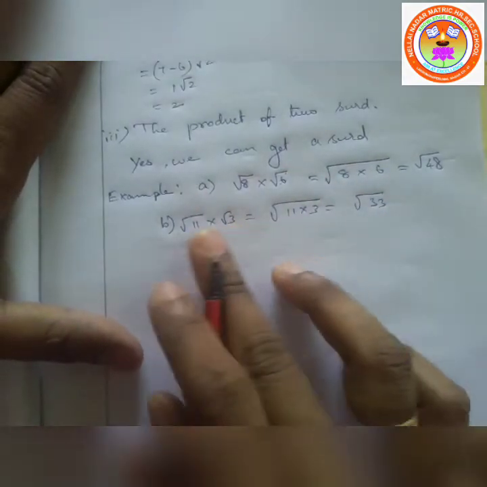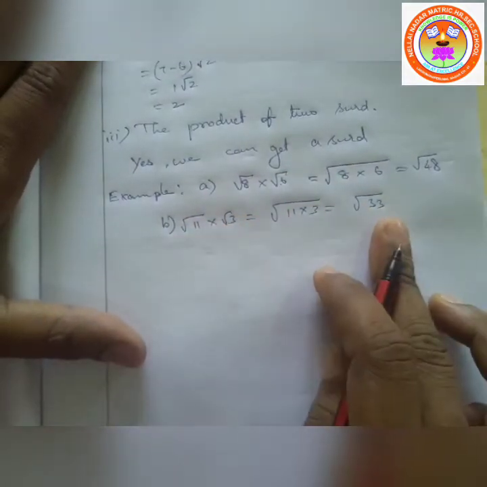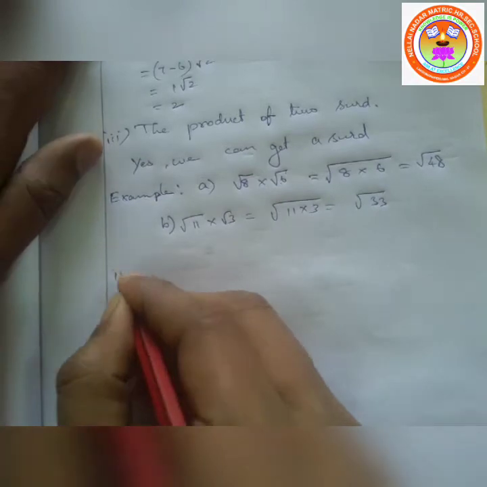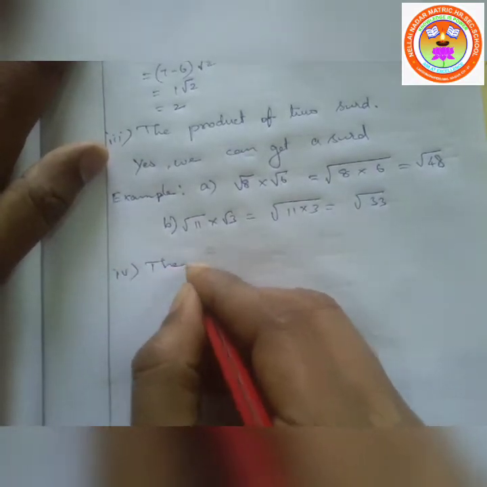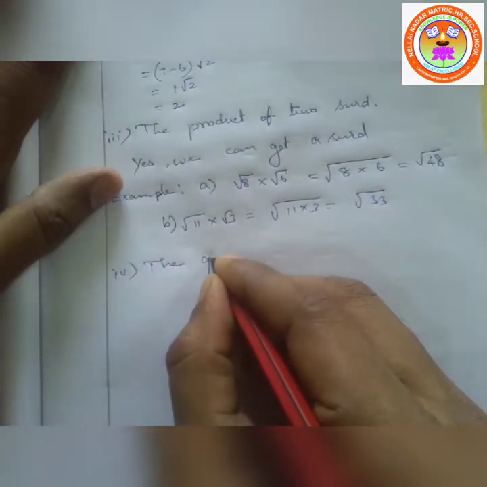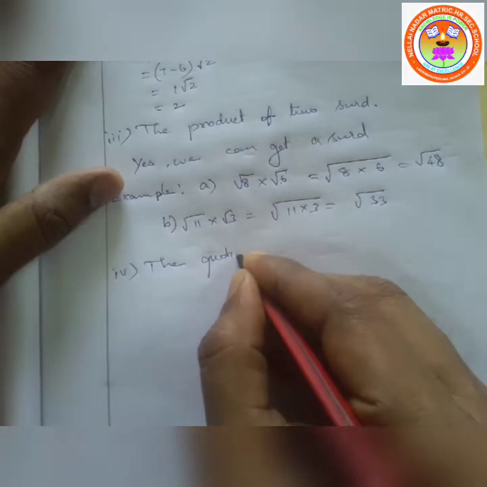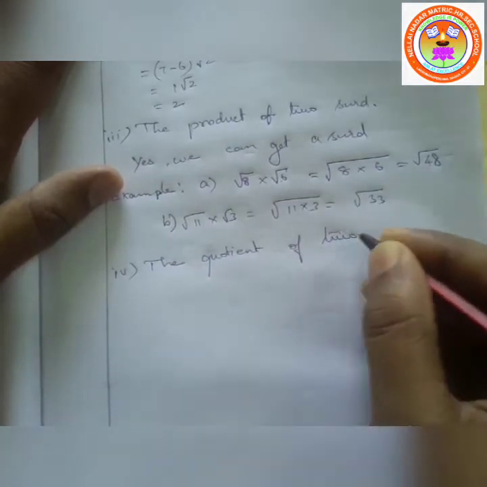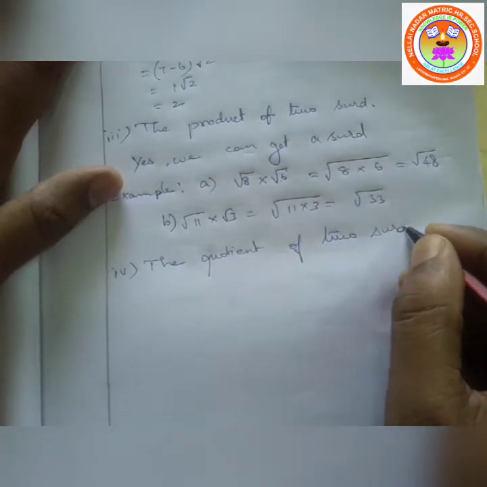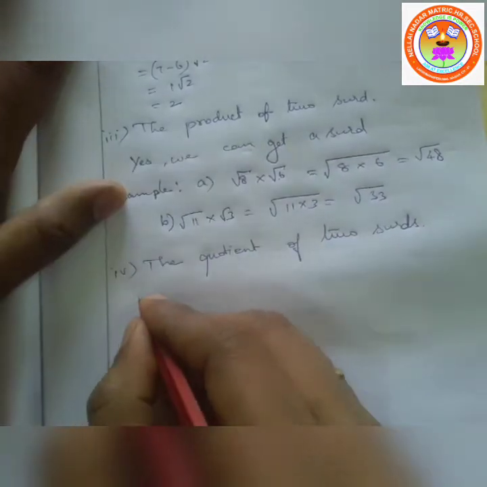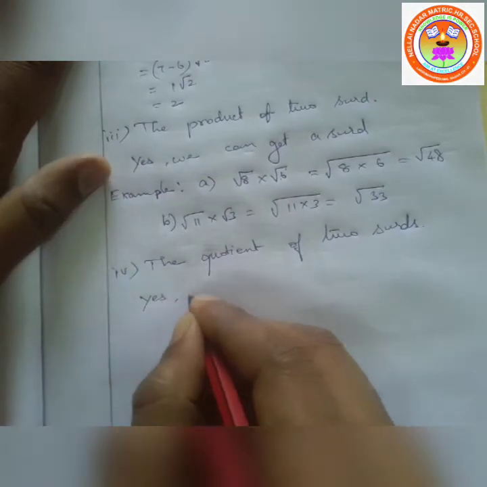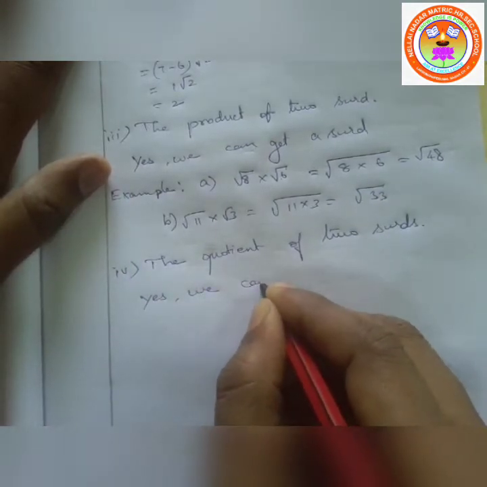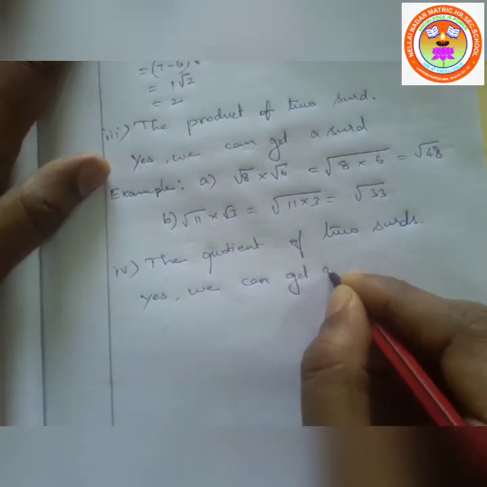Are you able to understand? If you multiply two surds, you are getting again a surd. The fourth subdivision. The quotient of two surds. What will be the quotient of two surds? Here also we are going to write, yes, we can get a surd.